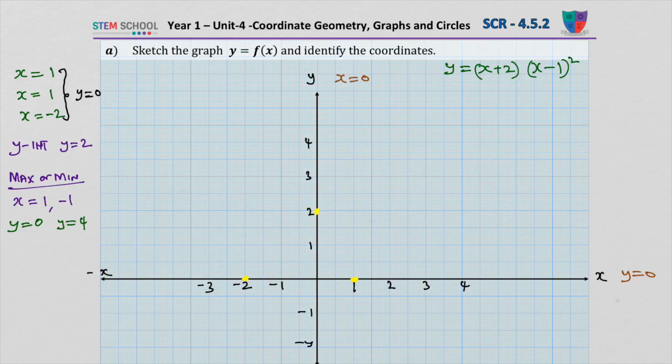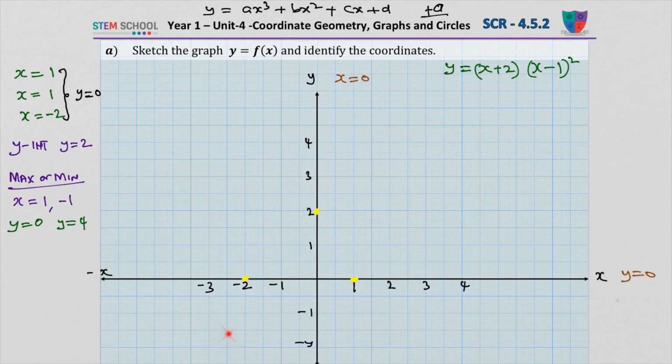If I compare a cubic here in terms of y equals ax cubed plus bx squared plus cx plus d, where a is positive, it will be coming from the third quadrant.